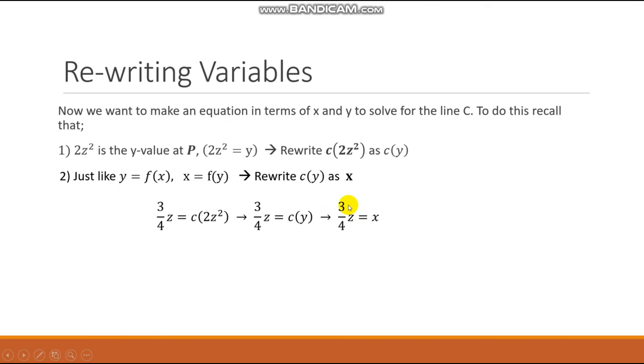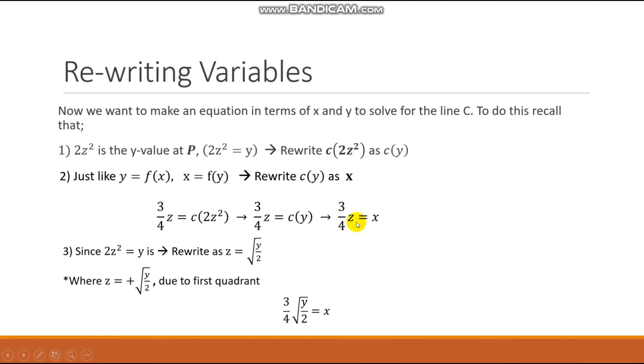So now we want to get rid of the z and switch that over to y. So 2z squared is equal to y. We can rewrite that as z is equal to root y over 2. Just a quick note here: since we're in the first quadrant, there will be no negative root, so we can just stick with the positive root, and we'll substitute z with root y over 2. So we're left with x is equal to 3/4 root y over 2.